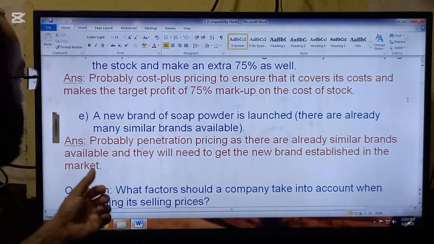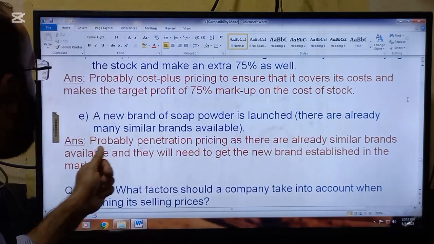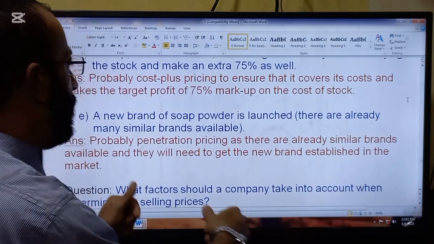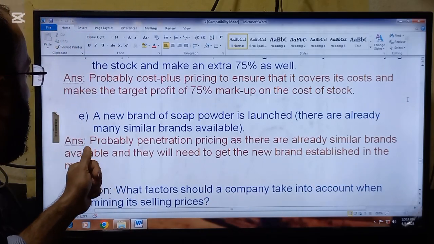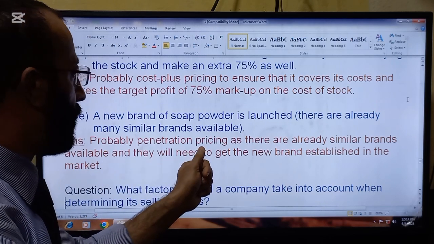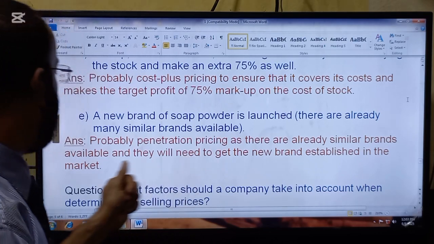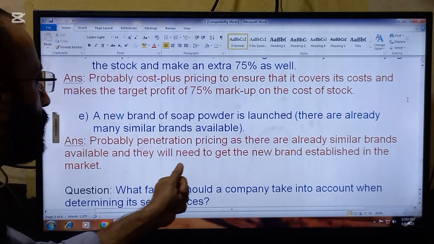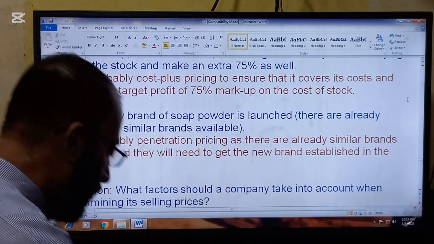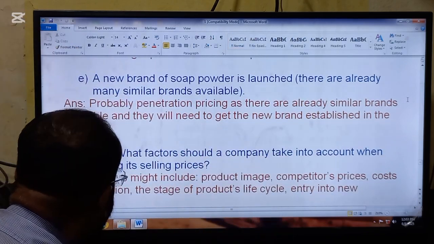Next is a new brand of soap powder that is launched. There are already many similar brands available. So you may probably use penetration pricing. So a lower price for a short period of time, as there are already similar brands available and they will need to get the new brand established in the market. So this is the case, or you may use competitive pricing as well.